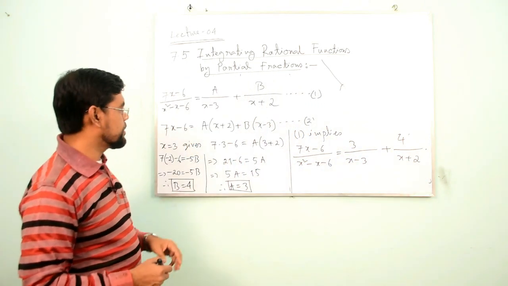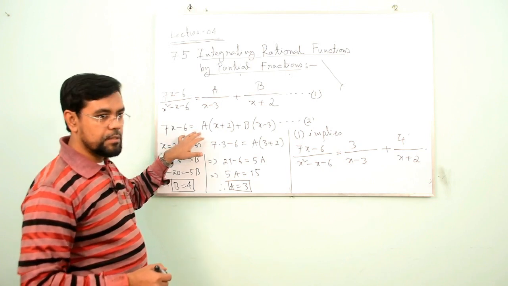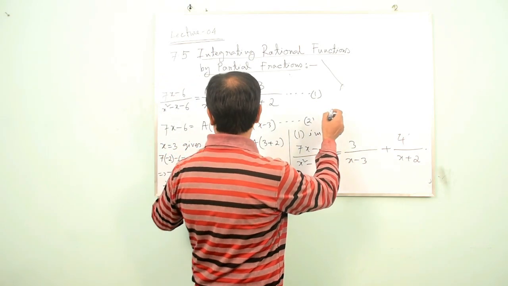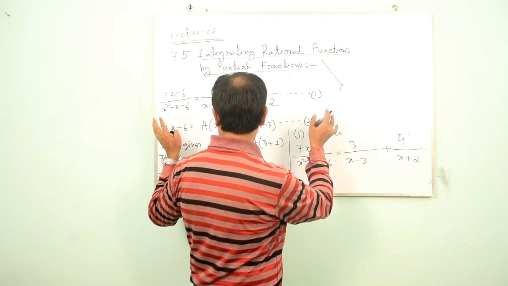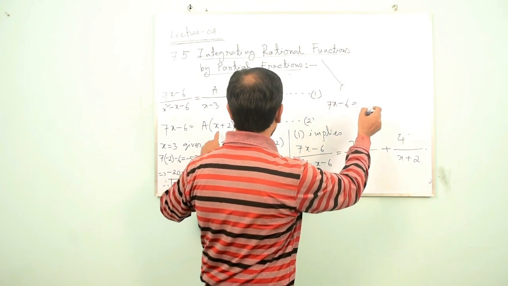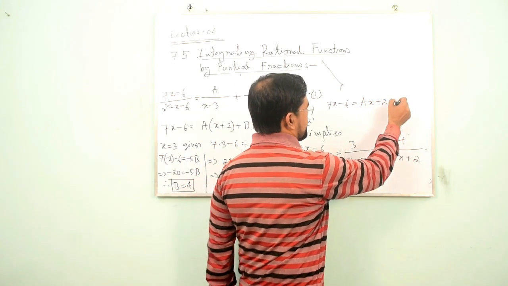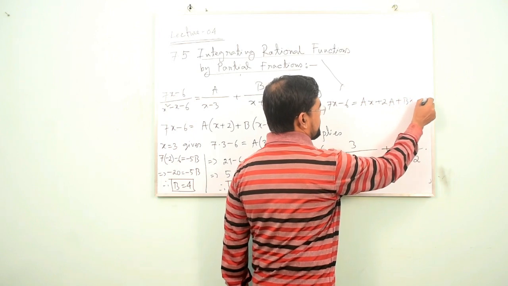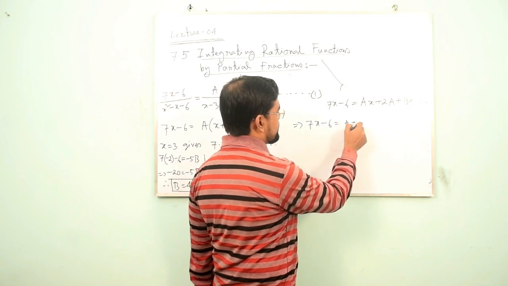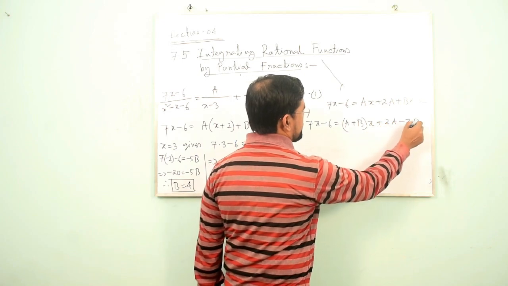There is another way you can calculate a and b in equation 2, by equating the corresponding coefficients of x and the constant terms. Let's multiply out the right hand side of equation 2. We get 7x - 6 = ax + 2a + bx - 3b. This implies 7x - 6 = (a + b)x + 2a - 3b.